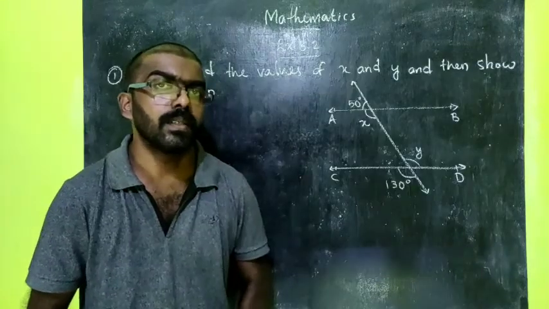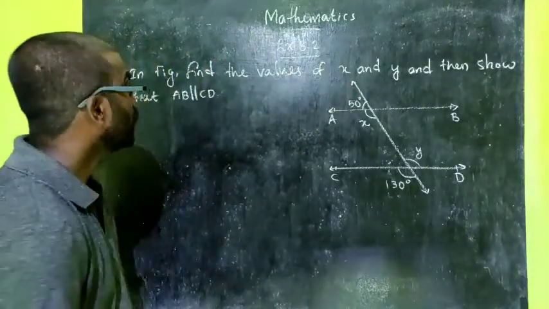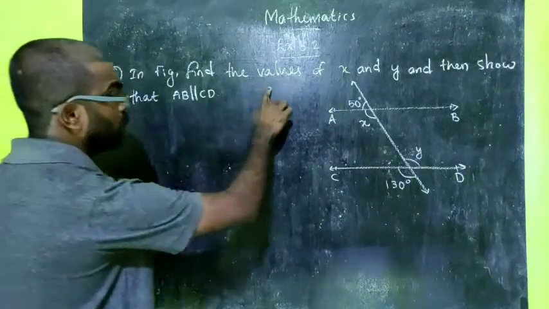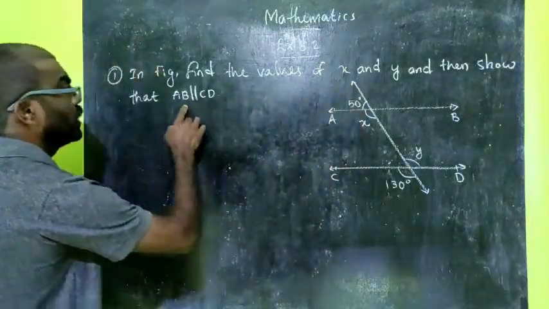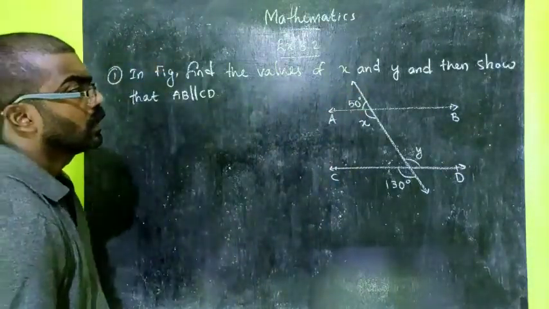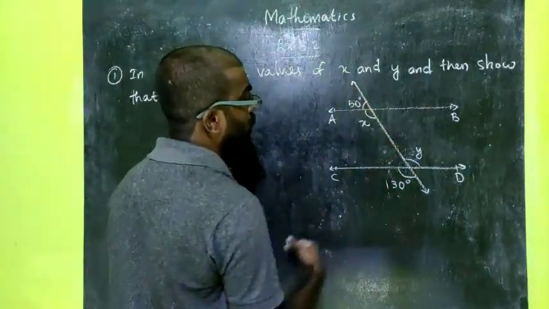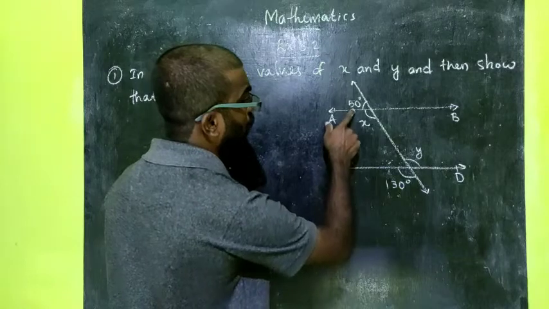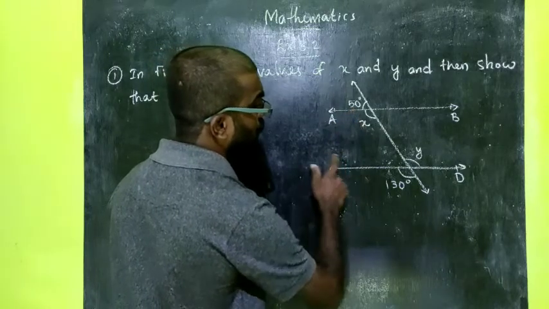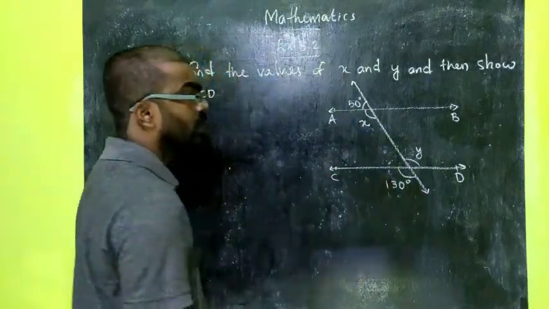Now we move on to exercise 6.2. Let's start with the first question. In figure, find the values of x and y and then show that AB parallel to CD. Here AB and CD are two lines intersected by a transversal, forming the angles 50 degree, x, then y and 130 degree.